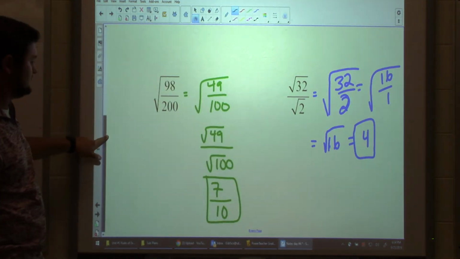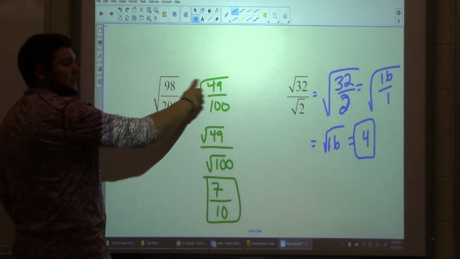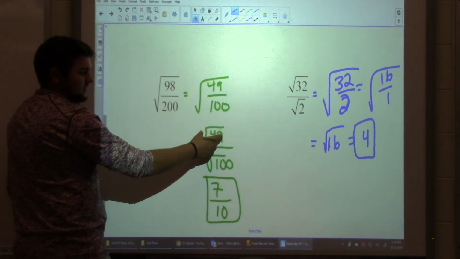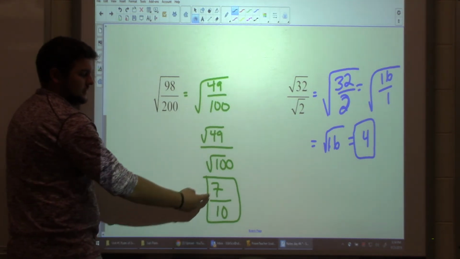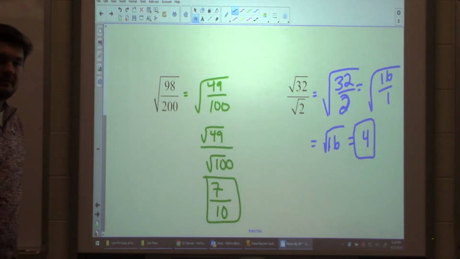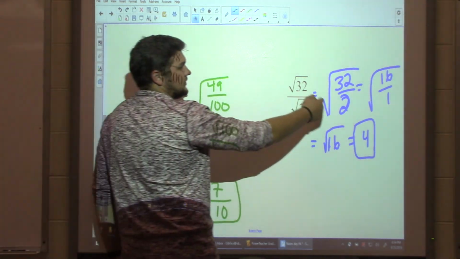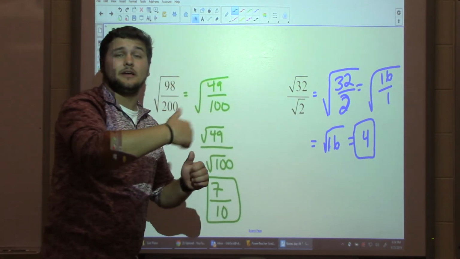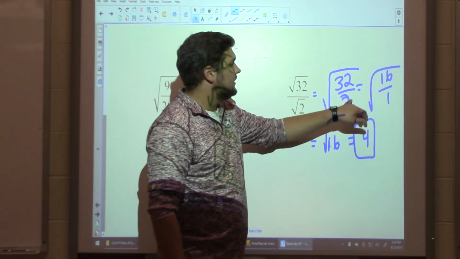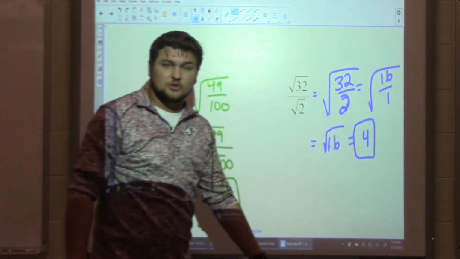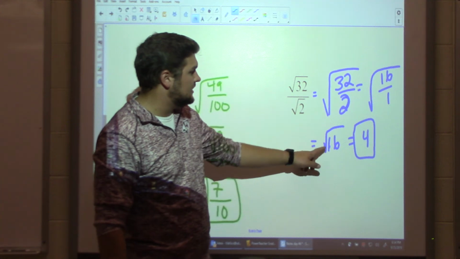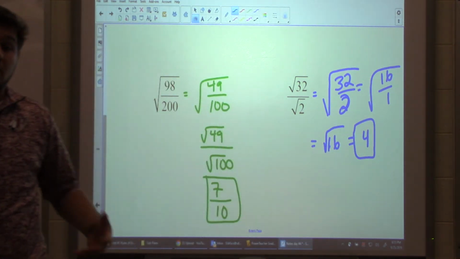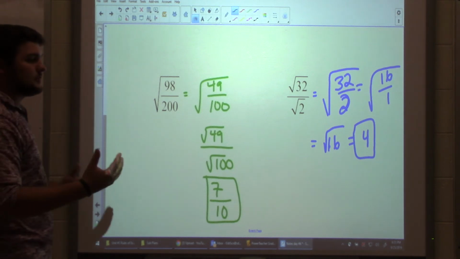Bottom two. Reduce your fraction first, right? This reduces to 49 over 100. Break it down. Square root of 49 over square root of 100 gets you 7 over 10. Last one over here, square root of 32 over the square root of 2. Go that other way. Go the opposite way. Put it all under one square root. And then simplify it. 32 over 2 becomes 16 over 1, or just 16. And the square root of 16 is 4. So you can work both ways with that quotient property and the product property.